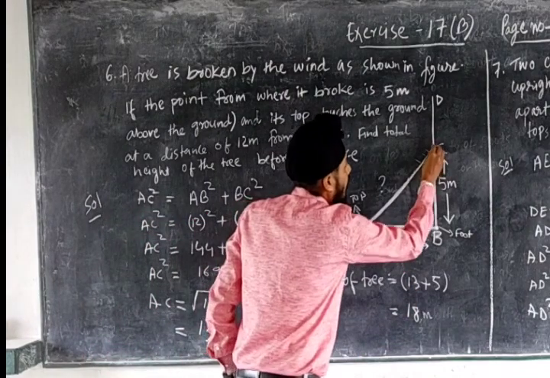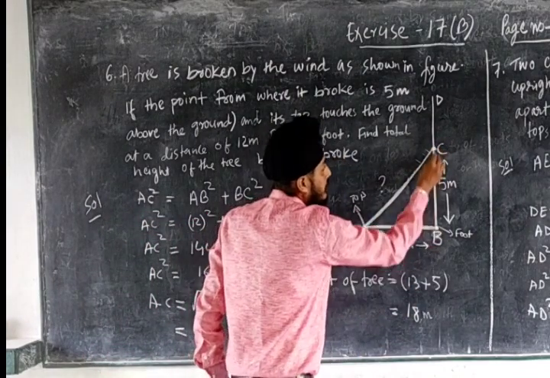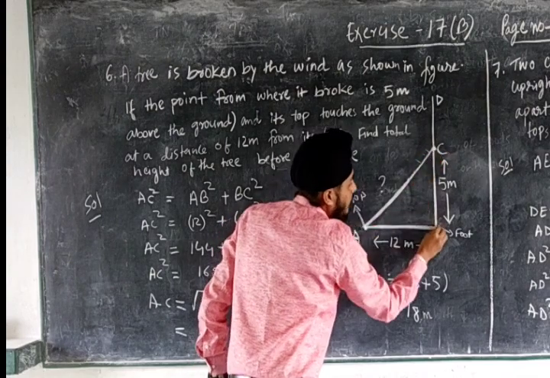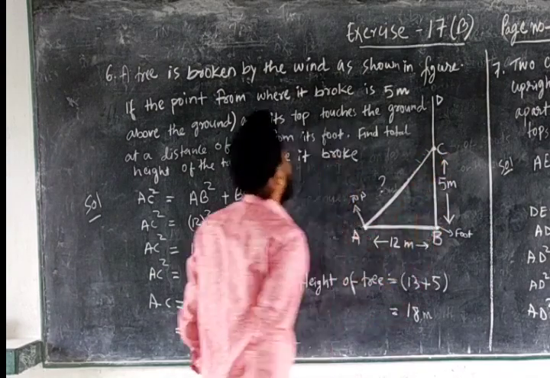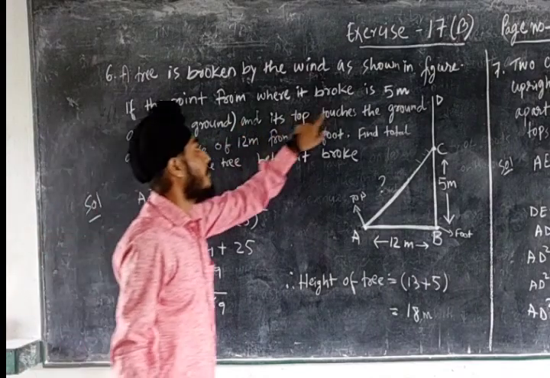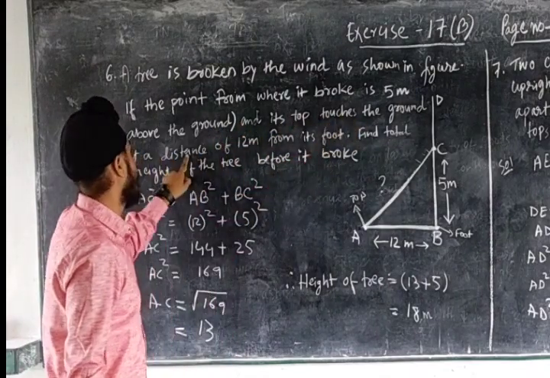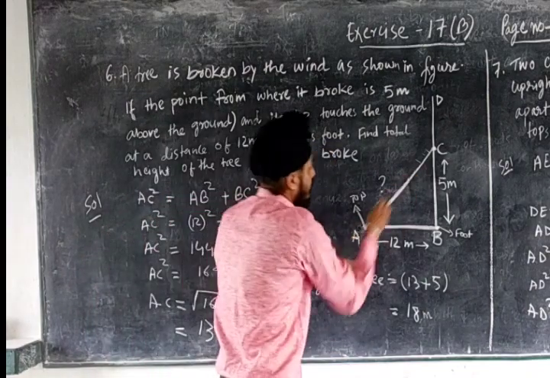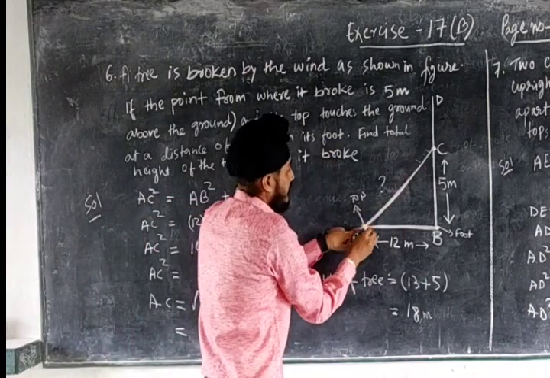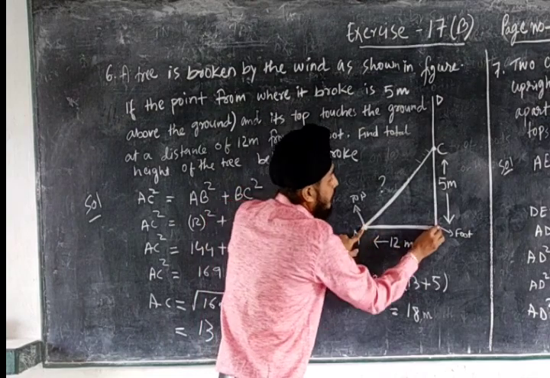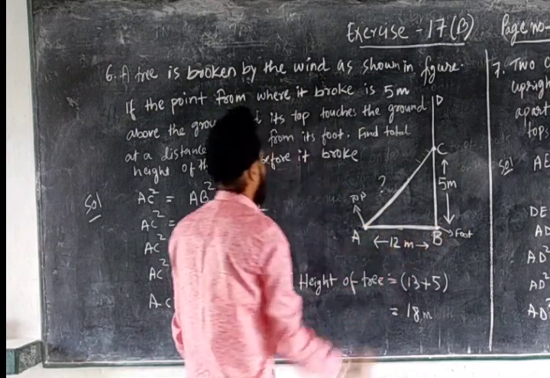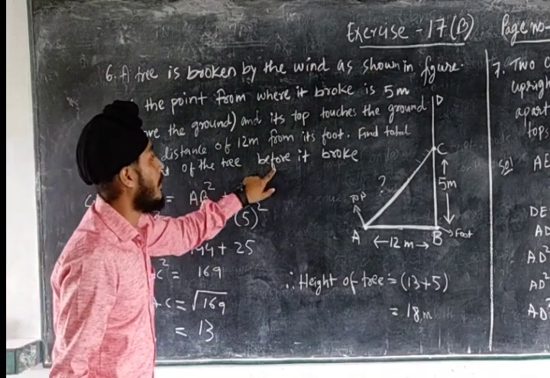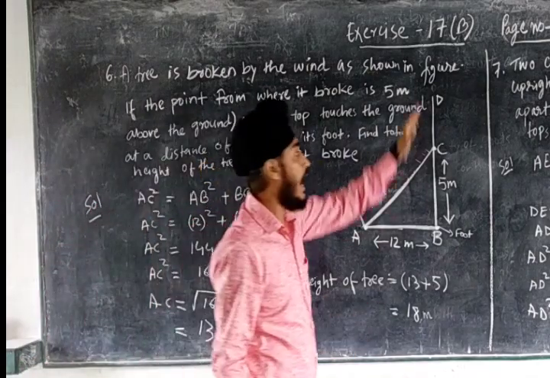The distance from the point where the tree has broken to the ground is 5 meters, and its top touches the ground at a distance of 12 meters from its foot. So this is the top of the tree, and the distance between the top of the tree and the foot of the tree is 12 meters. Find the height of the tree before it broke. So you have to find the total height of the tree.